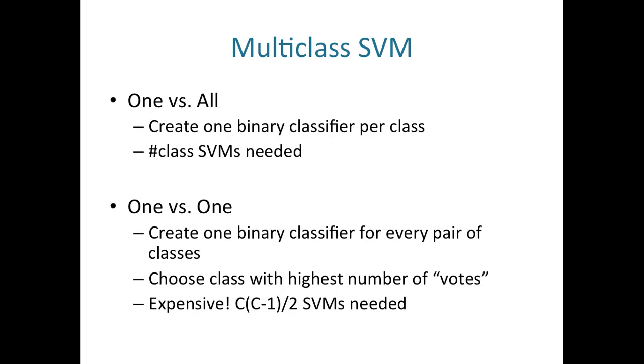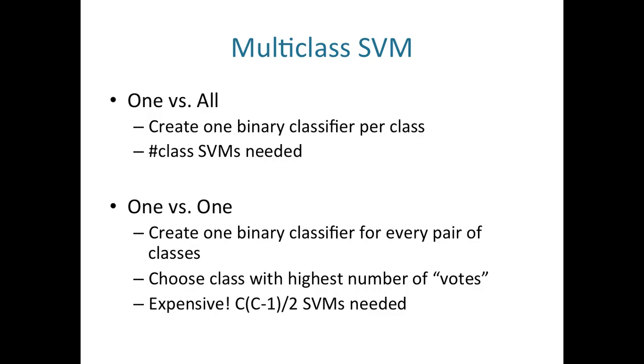The one versus all approach creates one binary classifier per class. If you have classes A, B, C, and D, you create one binary classifier that classifies whether it's A or non-A, one that classifies whether it's B or non-B, C or non-C, and D or non-D. So if you have X classes, you will have X support vector machines. The number of classes is exactly the number of support vector machines that you're going to have.